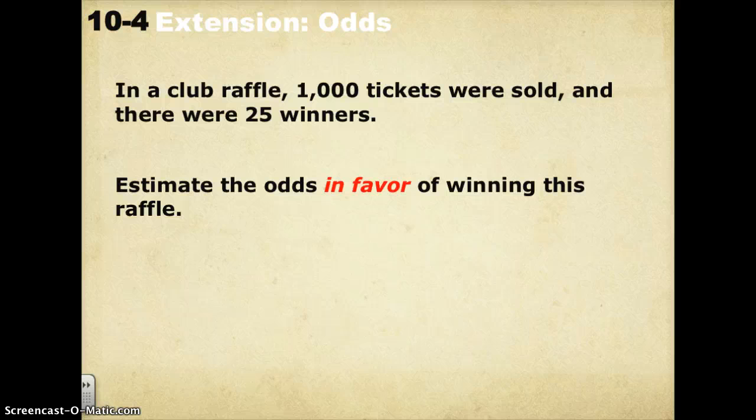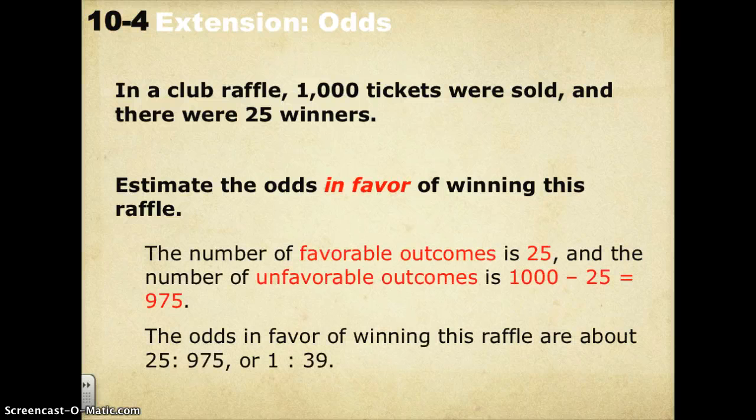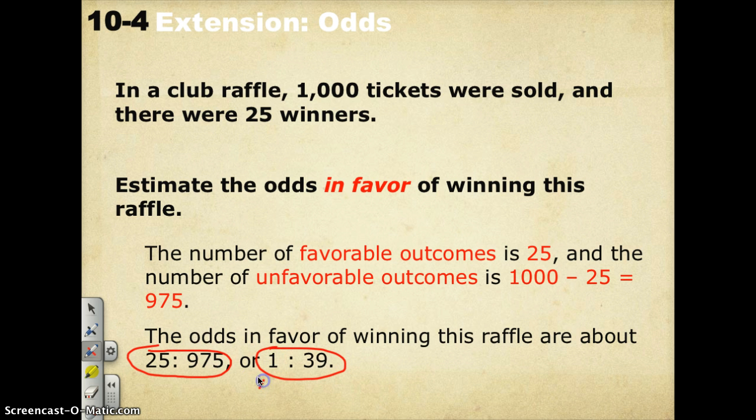So in a club raffle, 1,000 tickets were sold and there were 25 winners. Estimate the odds in favor of winning this raffle. In favor means you want to win. So the number of favorable outcomes is 25 because there are 25 winners. The number of unfavorable outcomes would be 1,000 minus 25, which is 975. So the odds in favor of winning this raffle would look like this, 25 to 975, or 1 to 39. This means you have 1 chance of winning to every 39 chances of losing. This is different than probability. So we're just breaking it down to see how many ways can I win, how many ways will I lose.